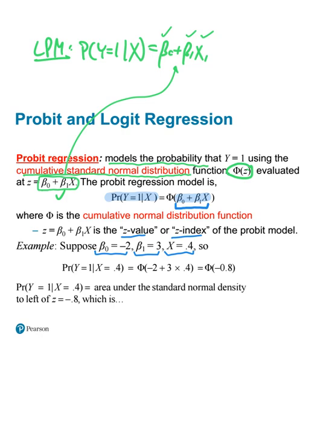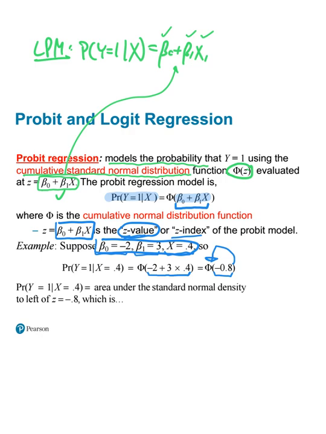Okay, so what we're going to do is we're going to first evaluate what our z value is. Right, so we're going to plug that in to beta naught plus beta 1x. We're going to plug in the values that we have right here. And then we're going to evaluate that z value according to the cumulative standard normal distribution. Right, so we have -2 plus 3 times 0.4. That's going to be -0.8. And we're going to evaluate it according to the cumulative standard normal distribution.